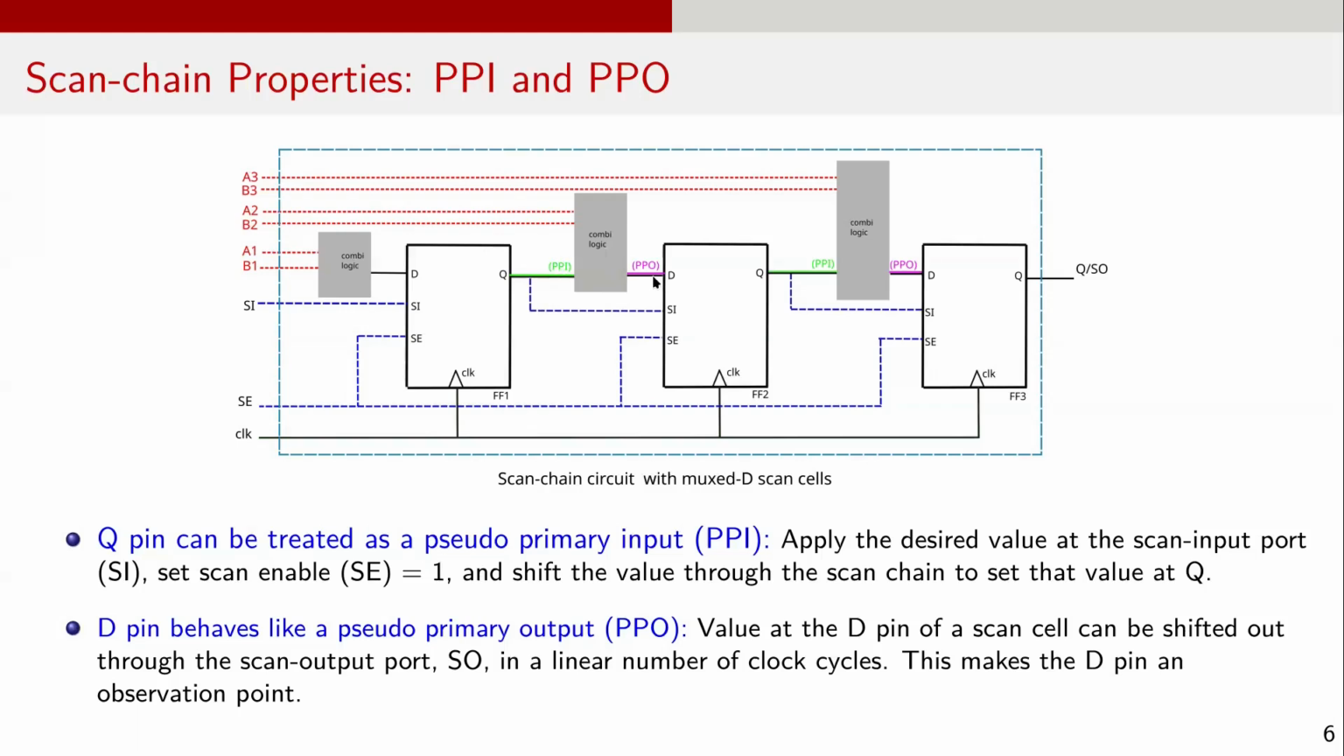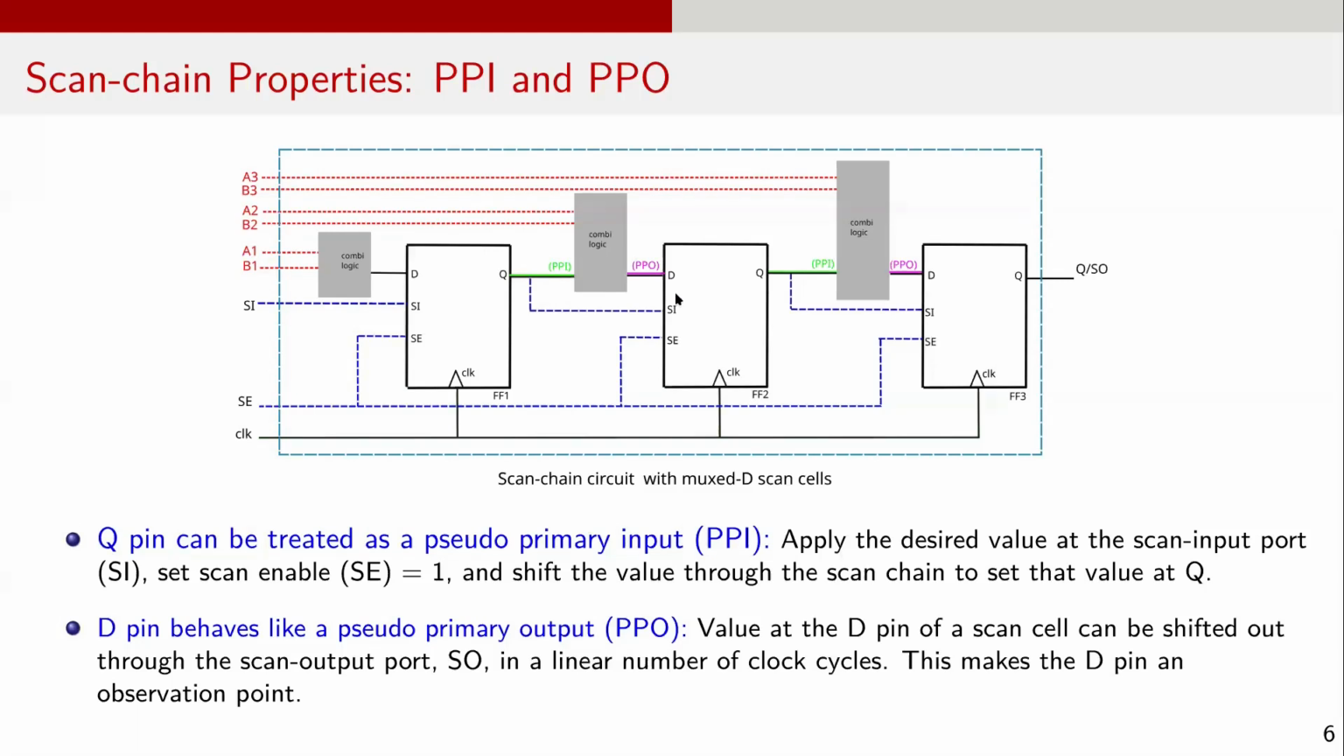Similarly, any value present at the D pin of the scan cell can be shifted out through the scan output port in a linear number of clock cycles. This makes the D pin an observation point, since whatever value appears at D can be propagated to the SO output. Hence, after scan insertion, the D pin behaves like a pseudo-primary output.